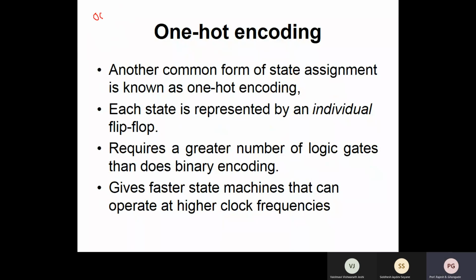It would be 0 0 0 1, 0 0 1 0, 0 1 0 0, 1 0 0 0. It would look like this. Understood? Yes, sir. Because there are 4 flip-flops, and at a given time only one particular flip-flop is used to represent the state. So this is the 1st state, 2nd state, 3rd state, and 4th state. Naturally, the number of flip-flops required will be more, but this is the most preferred way because it lets the state machine operate at a higher clock frequency.